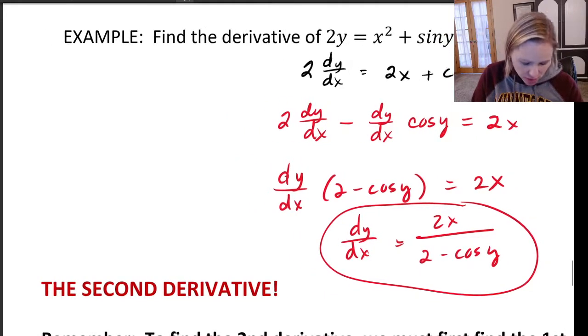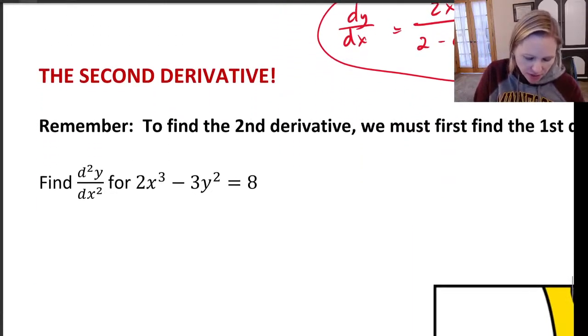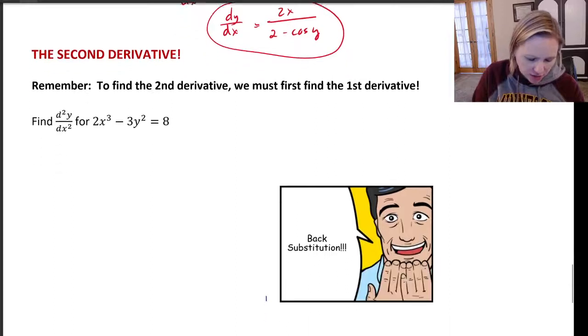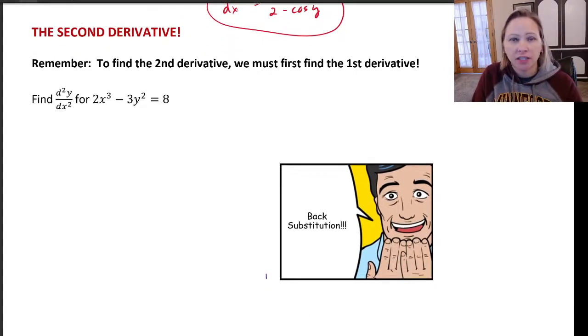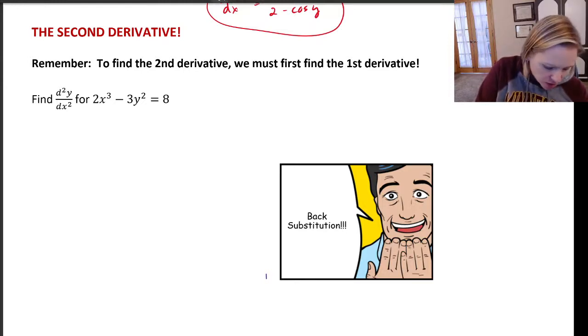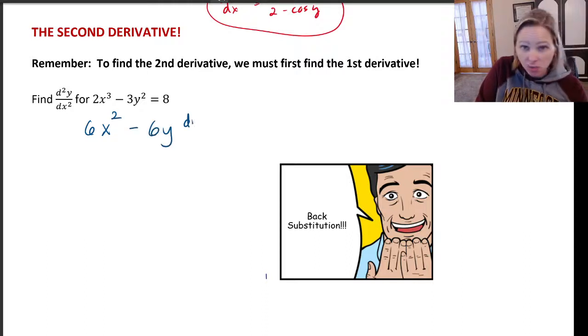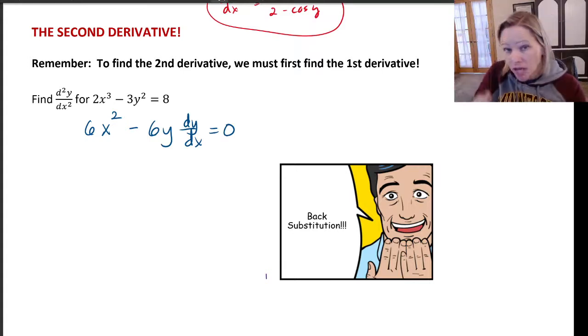Now, let's talk a little bit about what happens when we need to find the second derivative of an implicitly defined function. Before we can find a second derivative, we have to find the first derivative. So here's our example. We want the second derivative for 2x cubed minus 3y squared equals 8. I'm going to find the derivative normally. So 6x squared minus 6y dy/dx equals 0. Don't forget to zero out those constants.